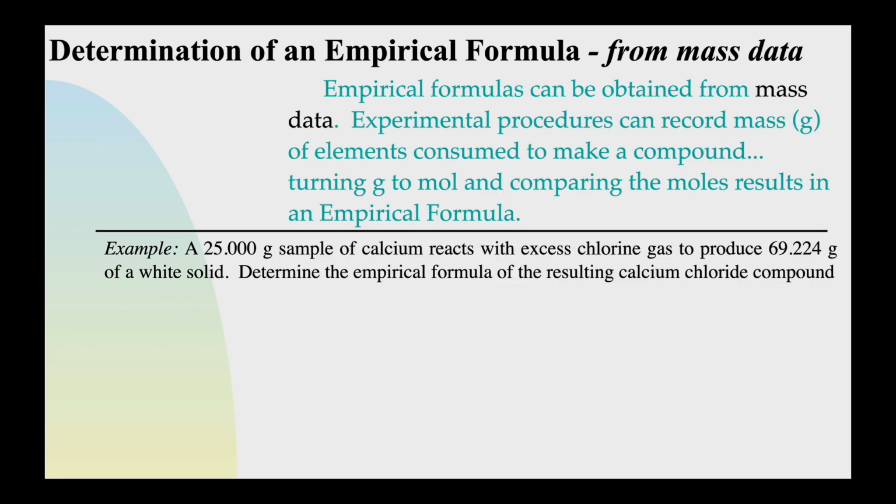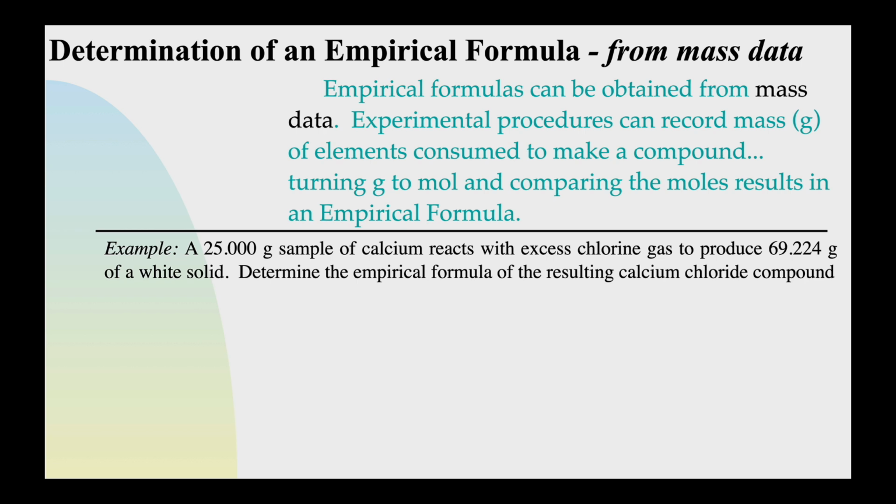The first way we're going to look at how you can get an empirical formula is from mass data. What this usually means is this is something done in the lab where you put so many grams of an element in, and it reacts with so many grams of a second element to make a compound. And using those mass values, you can go mass to moles and compare them to find the empirical formula. Let's look at an example of how this works.